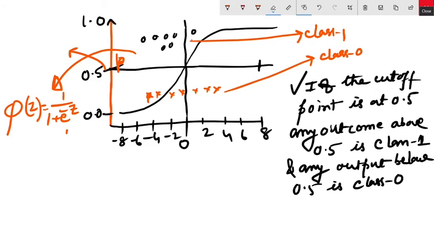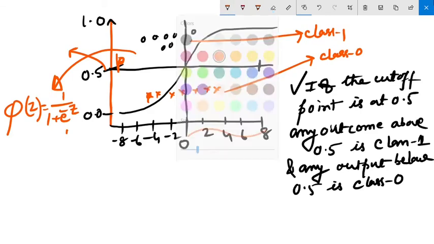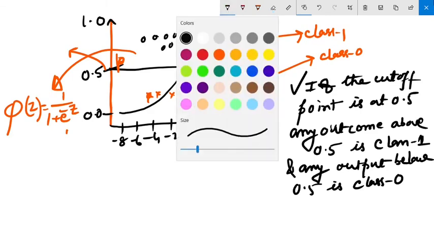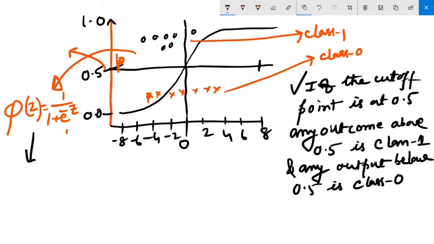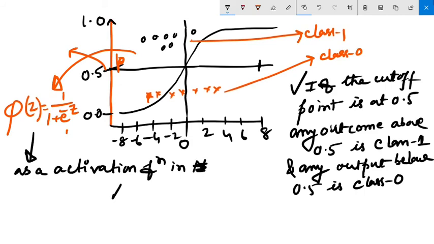Now you understood the function. This logistic function, which is the logistic regression model or function, is also used as an activation function in artificial neural networks, or neural network. Okay, neural network.